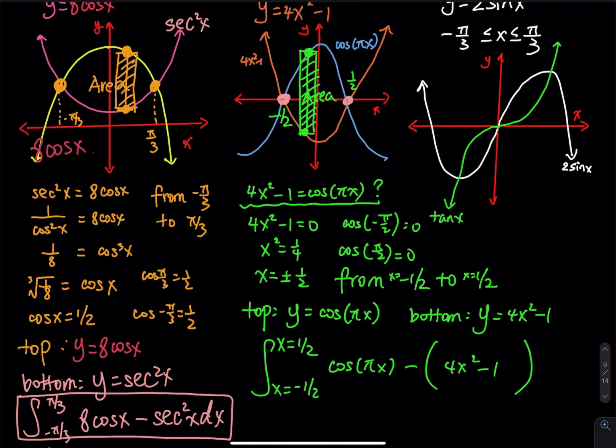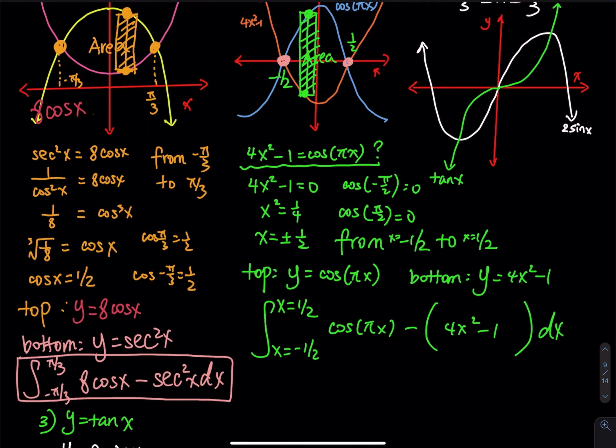You have to use this parenthesis. This parenthesis, the one that wrapped the 4x squared minus 1, is not optional because there is a minus. You have to distribute that to the 1 as well. So after you distribute the minus sign, you have minus 4x squared and then plus 1. So this I will just do setup but do not evaluate. This one you can easily evaluate the integral. So number 2 is done.